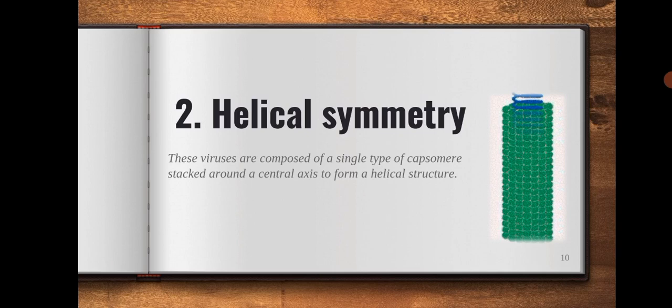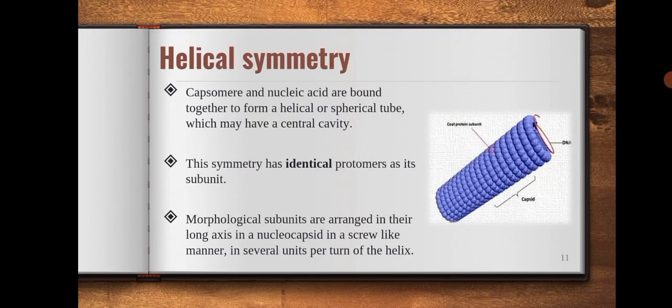Second is the helical symmetry. These viruses are composed of a single type of capsomere stacked around a central axis to form a helical structure. Capsomere and nucleic acid are bound together to form a helical or spherical tube, which may have a central cavity. This symmetry has identical protomers as its subunit. Morphological subunits are arranged along their long axis in a nucleocapsid in a screw-like manner, in several units per turn of a helix.